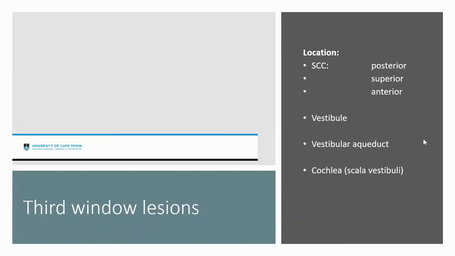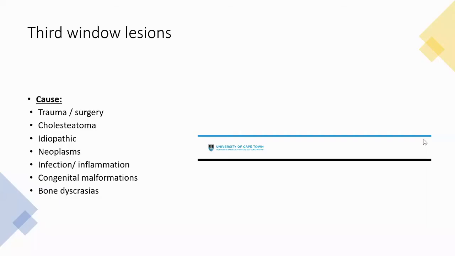So where are third window lesions? Where do we find them? They can be differentiated by either location or cause. If we look at location, third window lesions can sit in your semicircular canals, and we know we've got posterior, superior, and anterior semicircular canals. You can have a third window lesion in your vestibule, near the vestibular aqueduct, and also obviously in the cochlea, specifically scala vestibuli.